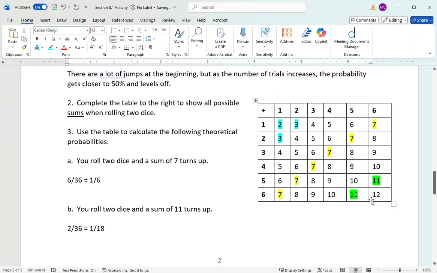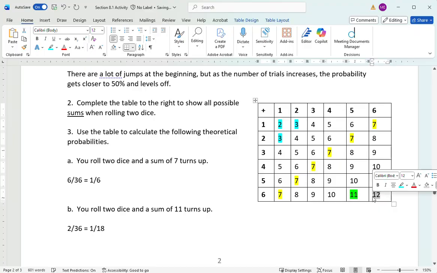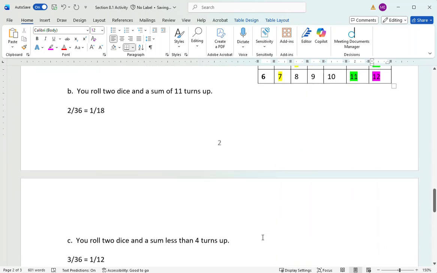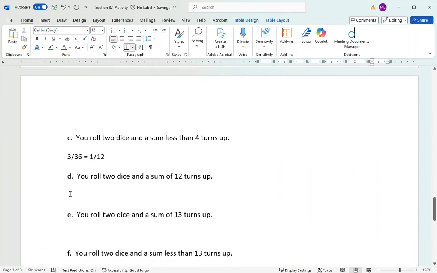Our next one is you roll 2 dice and a sum of 12 turns up. So we only have 1 12 in our table. I have to roll 6 and 6 in order to get 12. So the only way is 6 and 6. That's 1 out of 36. And that fraction cannot be simplified, so I would just leave it as that.